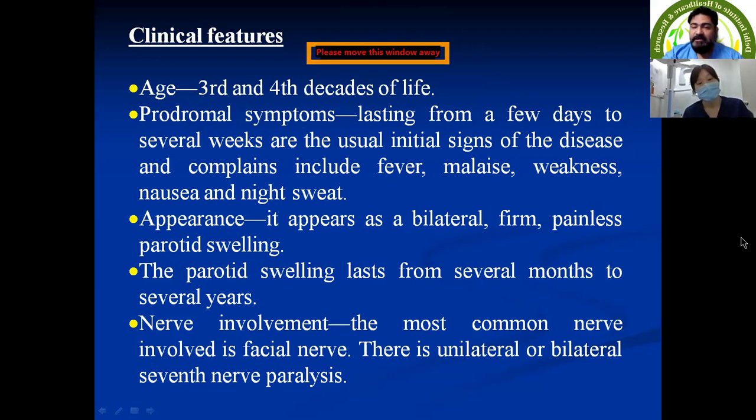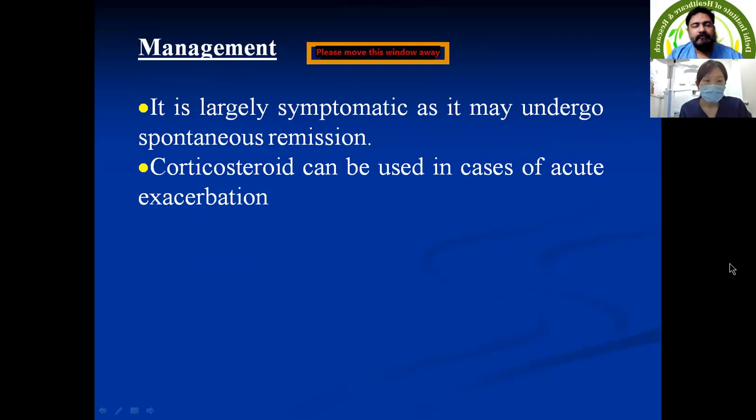It appears as a bilateral, firm, painless parotid swelling, and the parotid swelling may last several months to several years sometimes. The nerve most commonly involved is the facial nerve. There is sometimes unilateral or bilateral seventh nerve or facial nerve paralysis. It is easy to diagnose unilateral paralysis, but difficult to diagnose bilateral paralysis sometimes. Management is largely symptomatic as it may undergo spontaneous remission. Corticosteroids can be used in case of acute exacerbation.